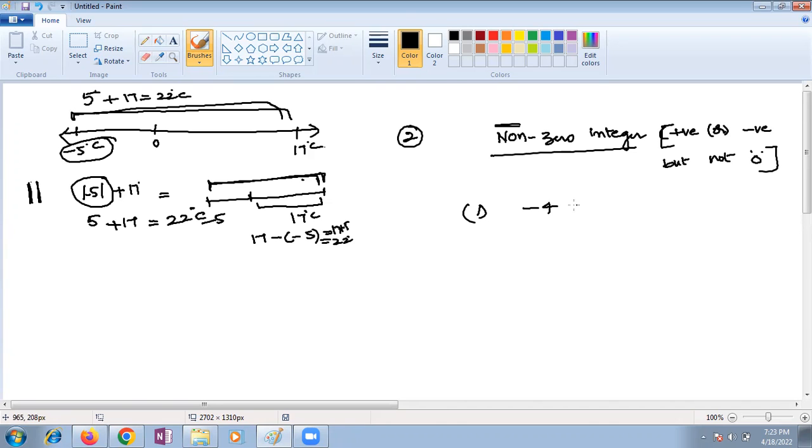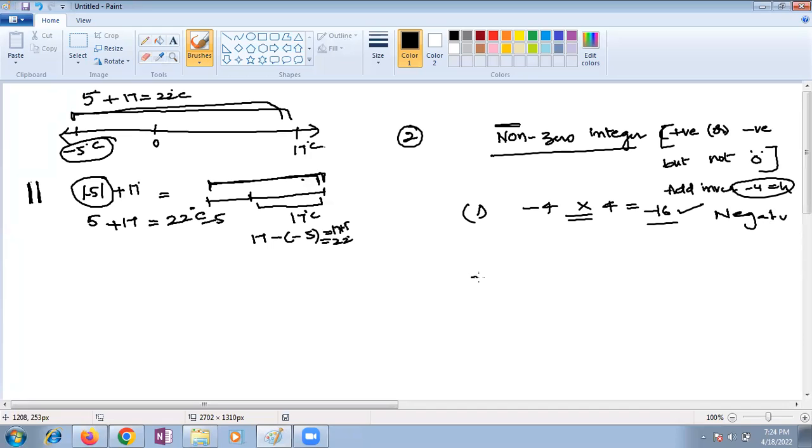Just the product of its additive inverse. What is additive inverse, children? Just quite opposite. The additive inverse of minus 4 is plus 4. Minus 4 times plus 4, product means you should multiply, is minus 16. So in this case it is negative.